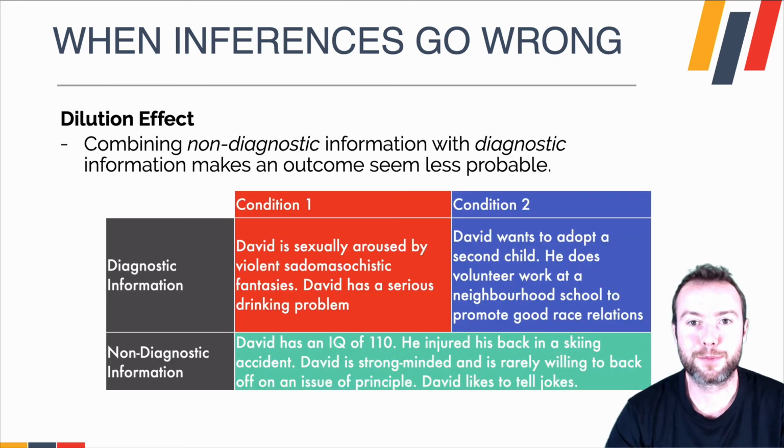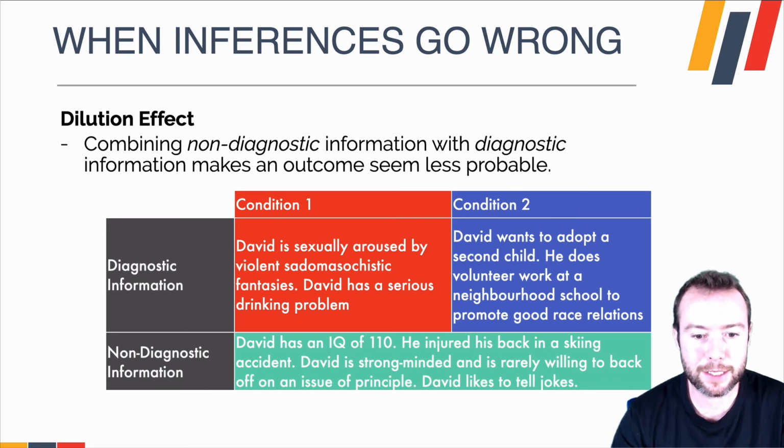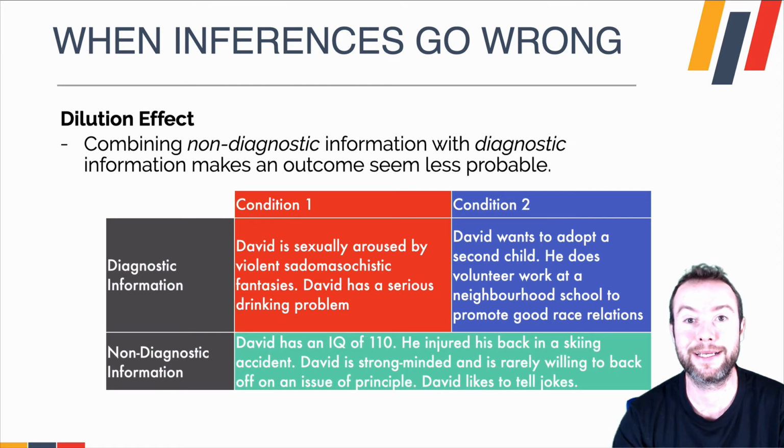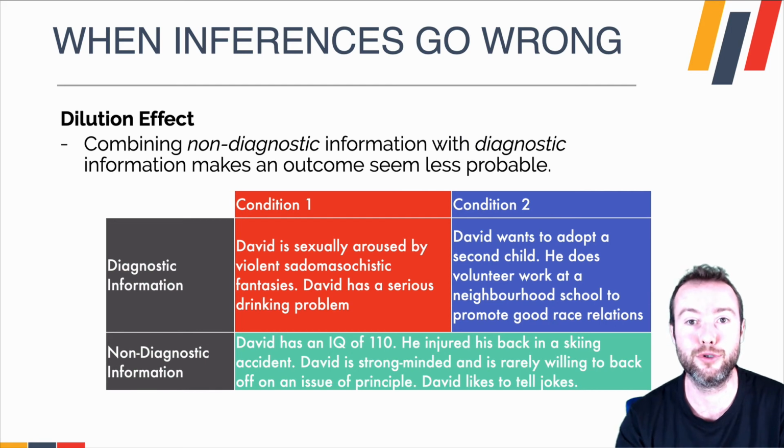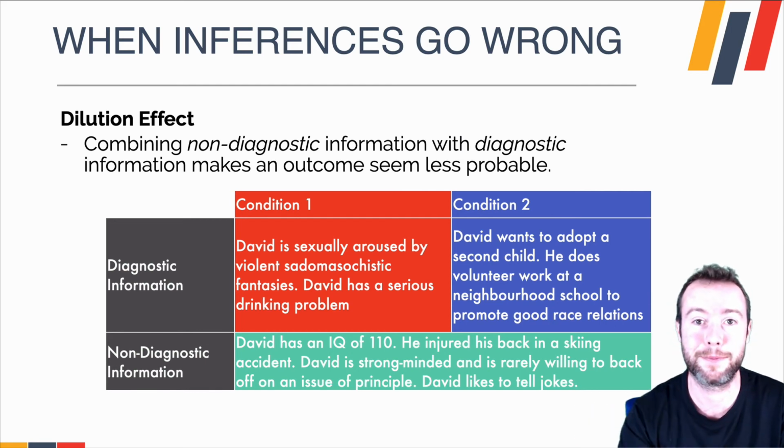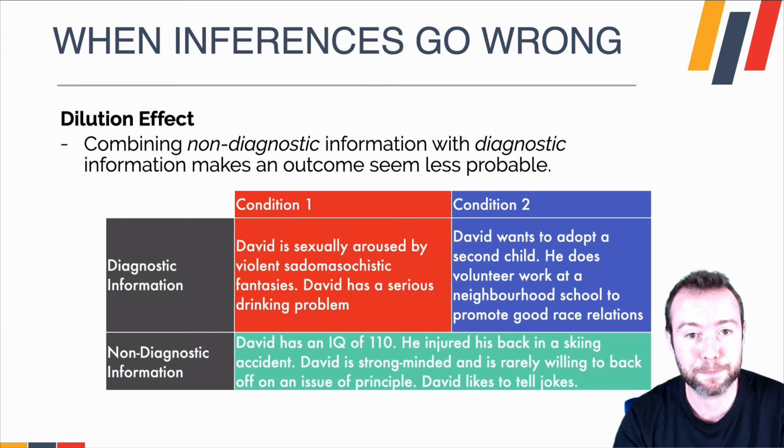Okay, another judgment error that we can make is known as the dilution effect. This concerns how people go about combining items of information that they believe to be diagnostic, in other words, information that is going to be useful for predicting some outcome, with items of information that we believe to be non-diagnostic.